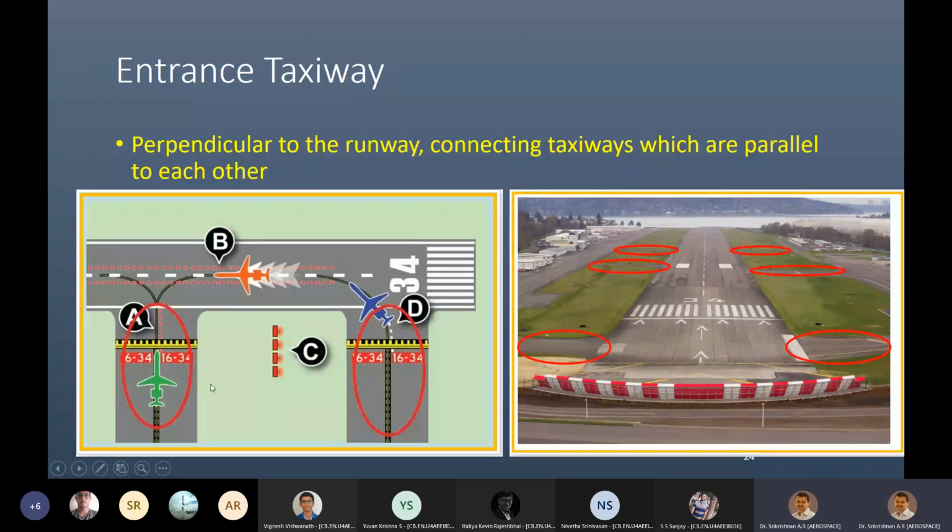Similarly, on the sketch on the left hand side, you can see a couple of taxiways where the aircraft can connect at not right angles to the runway. So entrance taxiways are perpendicular to the runways. They connect the aircraft to the runway.